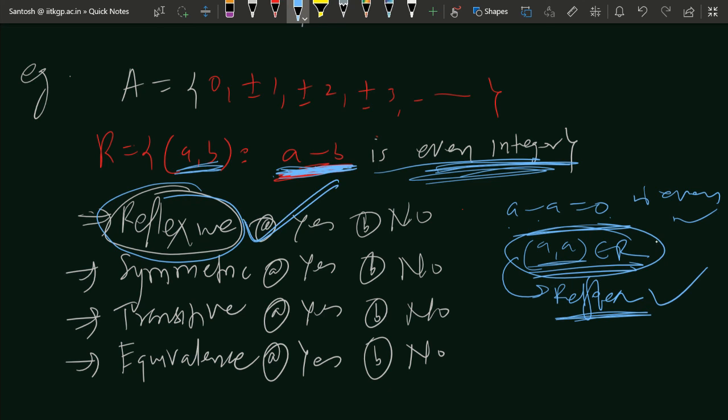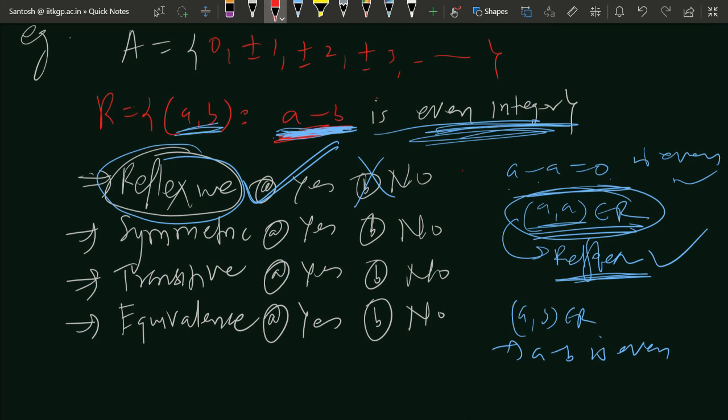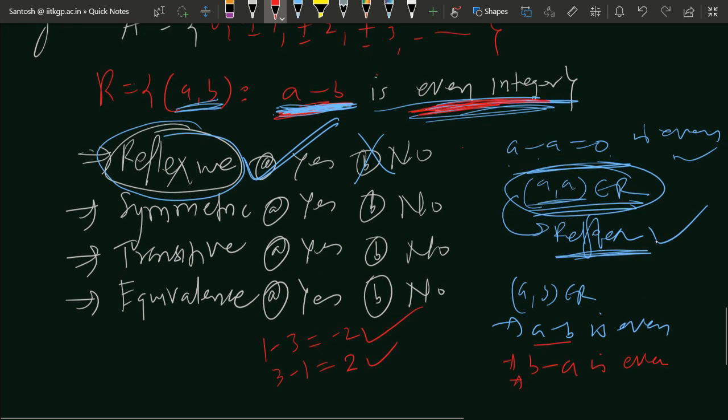Okay, so what about symmetric? In symmetric, you start by assuming that (A, B) belongs to R. So you will assume A minus B is even. If A minus B is even, can you say B minus A will also be even? Yes. Like 1 minus 3 is minus 2, which is even, and 3 minus 1 is 2, also even. So we only need to check whether it is even or not. A minus B even means (B, A) belongs to R, and that is yes. So this is symmetric also.